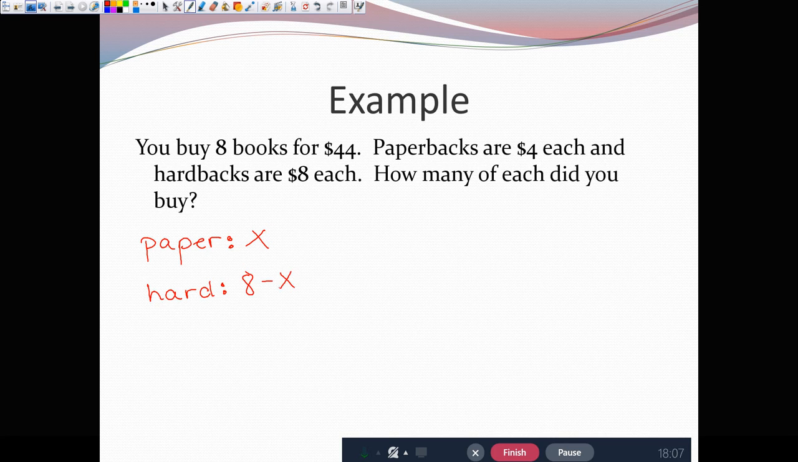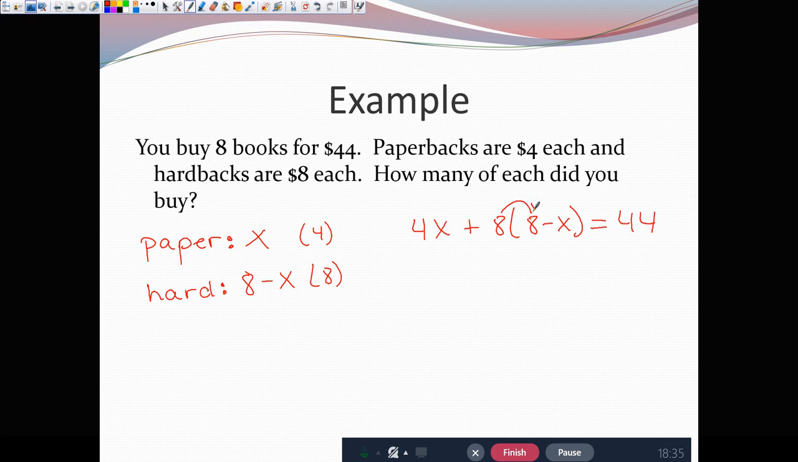hardback books I have. Now, my paperback books are worth $4, and my hardback books are worth $8. That comes into play because we only have a total in dollar amount, so we need to create the same equation. So I'm going to have 4 times x plus 8 times 8 minus x, and that's going to equal 44. Okay? So I need to distribute.